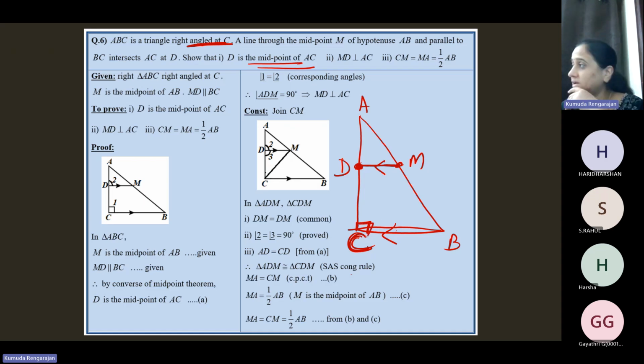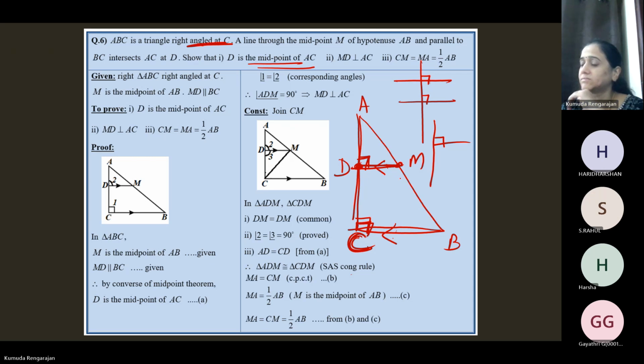Now, this is 90 degrees, right? These lines are parallel, so corresponding angles are equal, 90, 90. Because this is 90, this is also 90, because corresponding angles are equal when lines are parallel. So that means MD is perpendicular to AC, because it makes 90 degrees here.